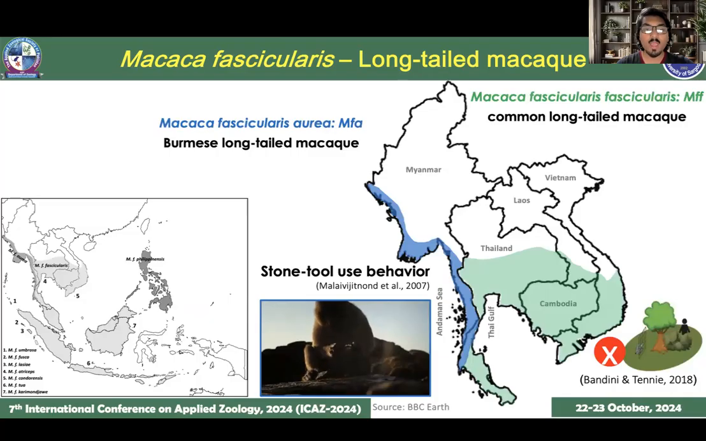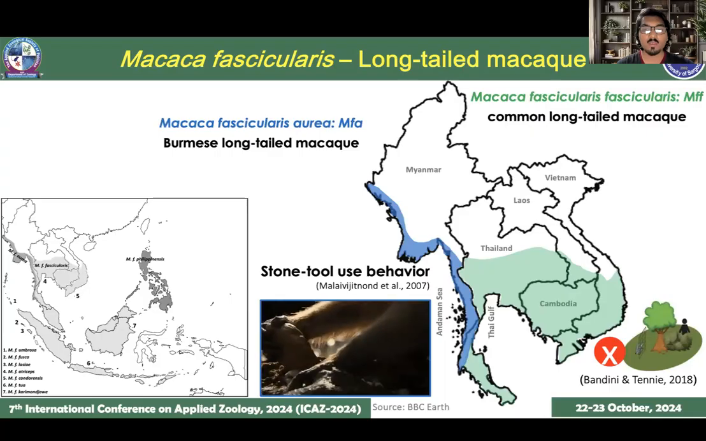Moreover, MFA primarily inhabited coastal and estuary habitats to a greater extent than the overall MFF populations. With respect to the stone tool use behavior being found only in MFA, it has also been proposed that it might be due to the differences in their habitat types, which in turn could reflect the different types of food availability in their natural habitats.